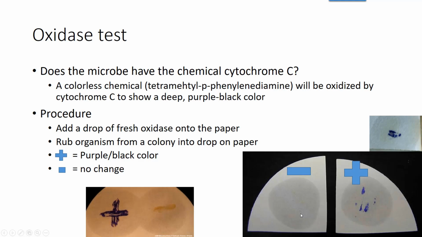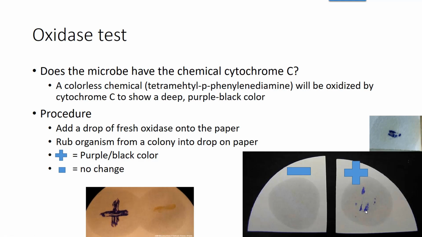If the bacteria has the chemical cytochrome C, it gets broken down, and it actually shows us as a purple color. And so sometimes we can see the purple color. Of the 4 bacteria that we are working with, only one of them is positive for oxidase, the Pseudomonas.